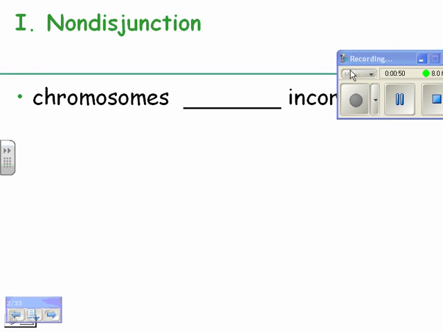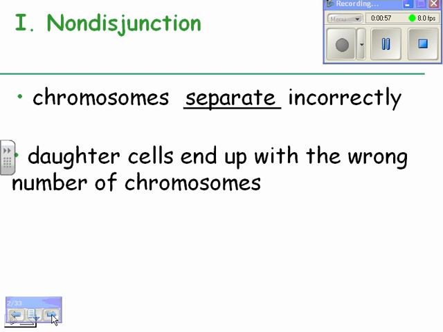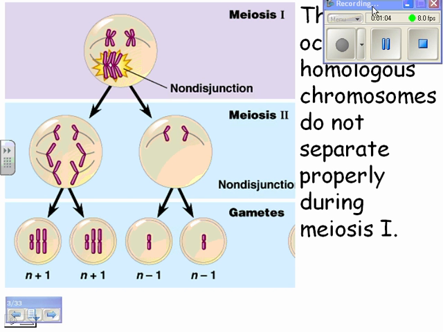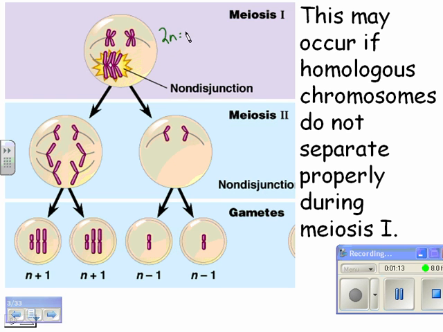So nondisjunction means when chromosomes separate incorrectly. So the daughter cells end up with the wrong number of chromosomes, either one too many or one too few. And so here's an example. This may occur if homologous chromosomes do not separate properly during meiosis 1. So if you look at this, it's 2n equals 4 for this particular species, for this cell. And you've got 1, 2, 3, 4 chromosomes. These two should go this way, and these two should go that way. But they get hooked together by accident.